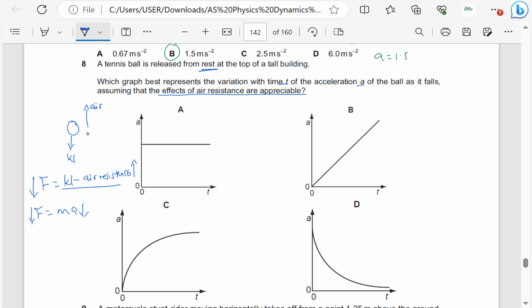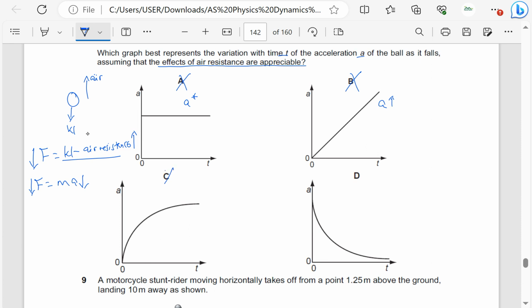So which graph best represents the variation with time of the acceleration? So this one is wrong. It is showing acceleration is constant. This one is wrong. It is showing acceleration increases. Here, acceleration is constant. Here it is showing acceleration increases, which makes it wrong. This one is also wrong because even here the acceleration increases and then becomes constant. But the answer is going to be D because the acceleration decreases, it goes to 0. So the answer is automatically D.